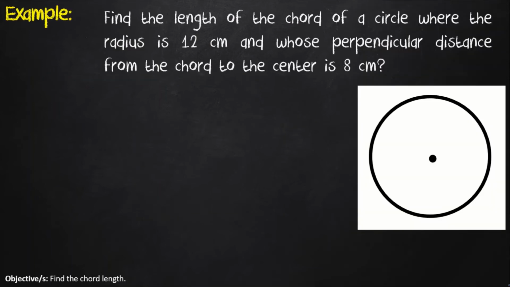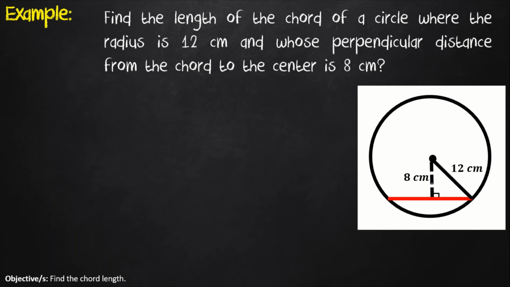Next example is find the length of the chord of a circle where the radius is 12 centimeters and whose perpendicular distance from the chord to the center is 8 centimeters. So, illustrate natin para mas ma-visualize ninyo. So, we have here the chord. Ito, represented by this red segment. And then, ang radius daw natin ay 12 centimeters. At ang perpendicular distance of the chord from the center is 8 centimeters.